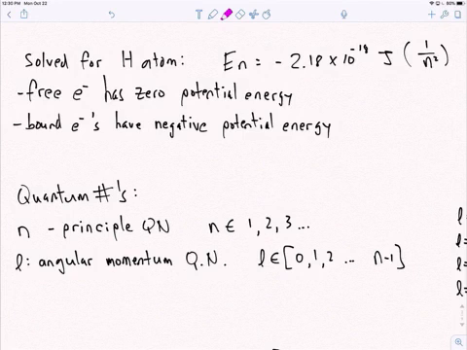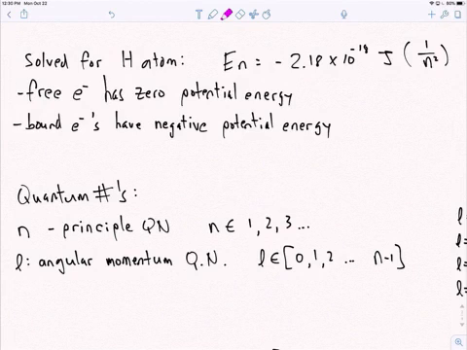And n exists as whole numbers only, positive whole numbers. So n cannot be 0. N can be 1, 2, 3, 4, 5, 6, on into whole numbers to infinity. So that is how n exists.